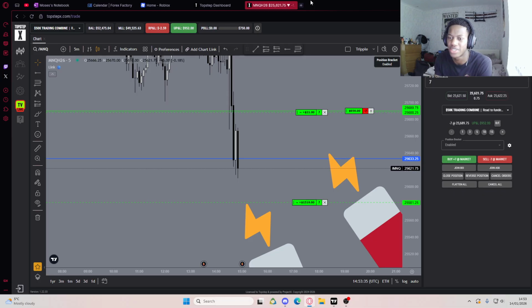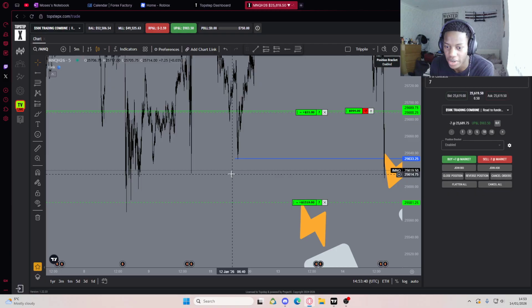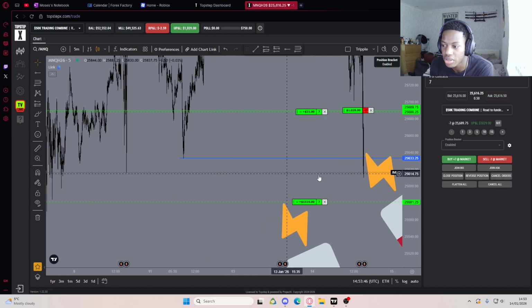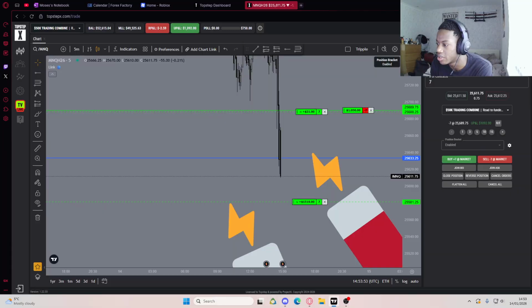Surely wouldn't reverse after it. That's not even sweeping the low. That's just creating another low, no? Oh, we swept something there. Was that an equal low or was that already swept? Let me check. No, it's already swept, barely. Okay, that's good. I thought that was an equal low, bro.